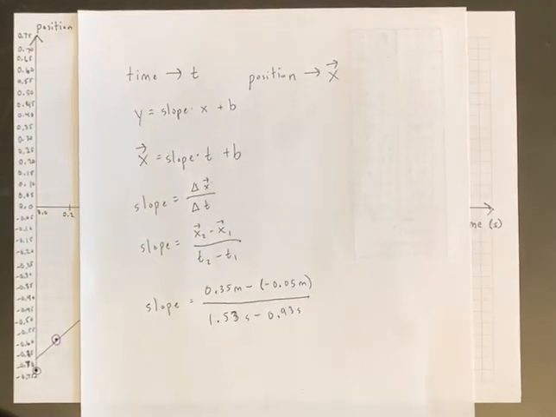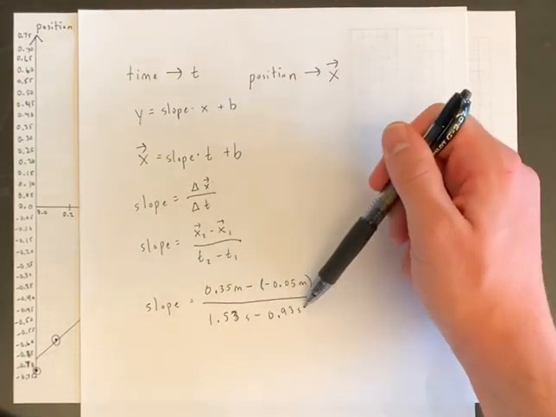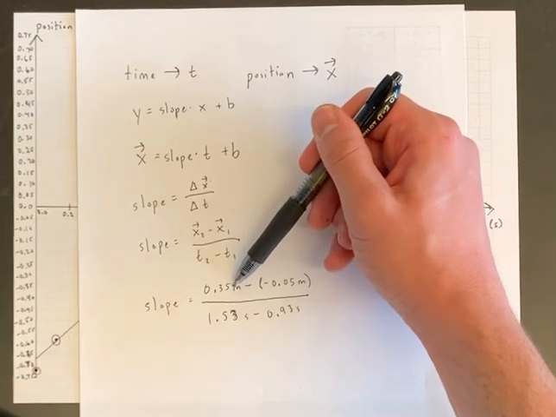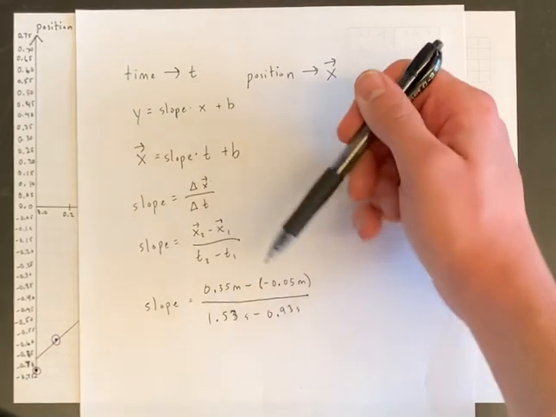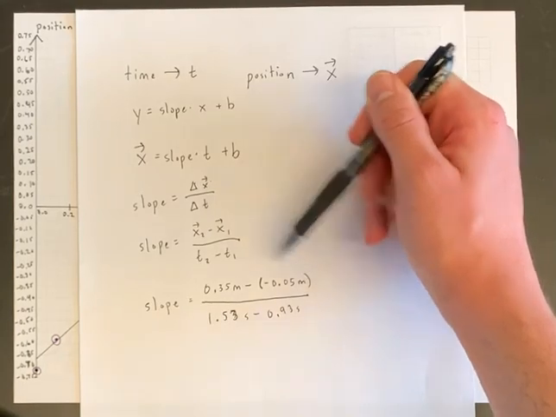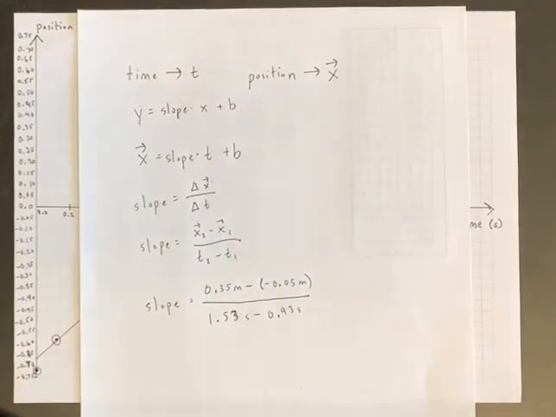Great, and now I have my slope calculation. Notice how all 4 of my numbers have their units. Position 2 isn't just 0.35, but 0.35 meters. Position 1 isn't just negative 0.05, but negative 0.05 meters. Similarly, time 2 has its units of seconds, and time 1 has its units of seconds.